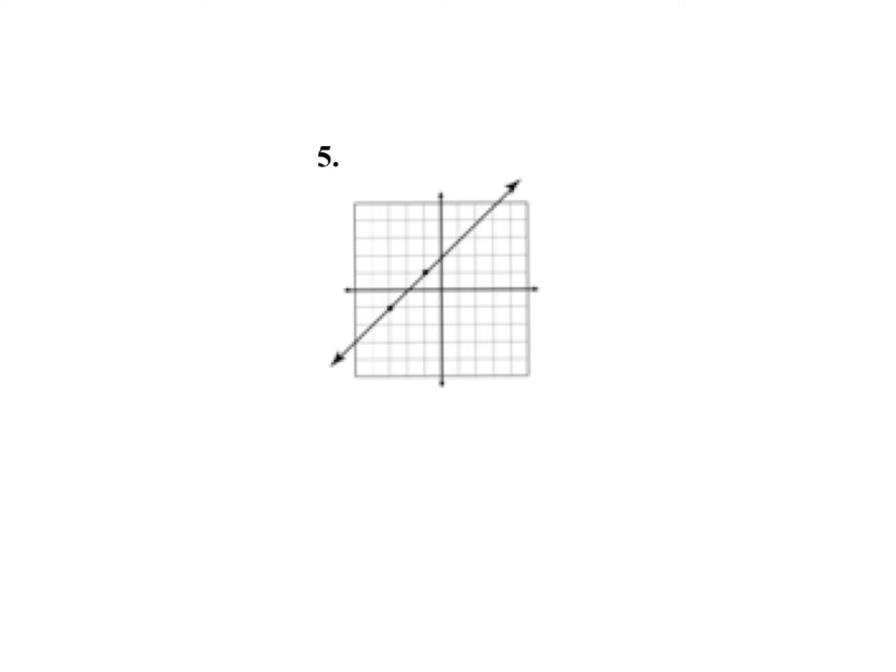And now let's take a look at number 5. Number 5, it's got the 2 points, one here, one here. And remember, it's rise all over run, so I'm going to go up 2.